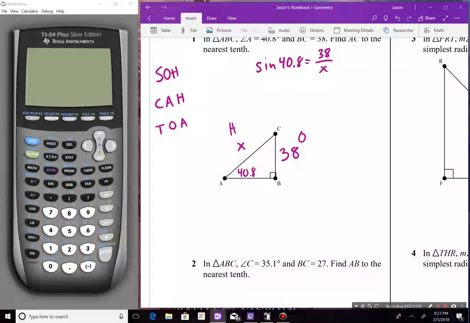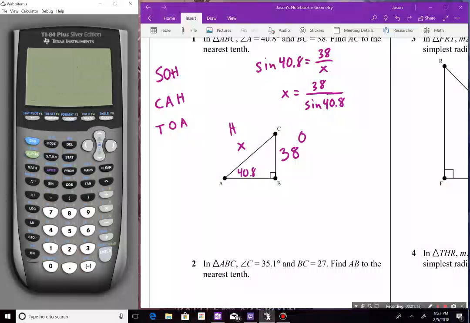Sine of your angle, 40.8, equals the opposite, 38, over x. Now when our variable's on the bottom, we switch these values. So this is x equals 38 over sine 40.8. Alright, now that we've got to this point, we go to our calculator.